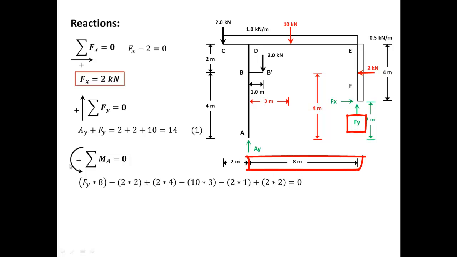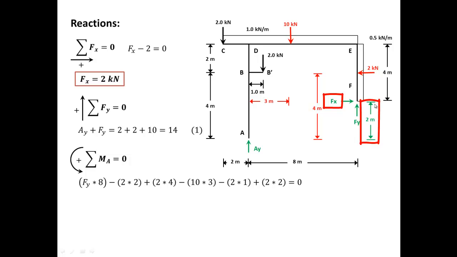And the rotation is positive because it's counterclockwise. That's what I'm assuming right here. Then it's 2. This 2 right here is the Fx. It's rotating about A. It's 2 multiplied by this distance 2. And the rotation is clockwise, so it's negative. That's the negative sign. Then we'll have 2 kilonewtons multiplied by 4. That's the 2, and that's the 4. And it's positive because it's counterclockwise.